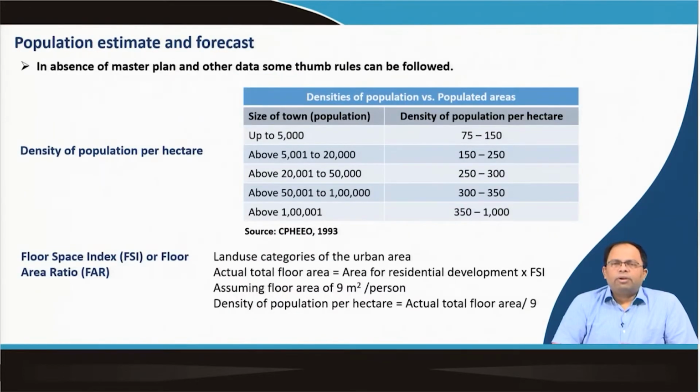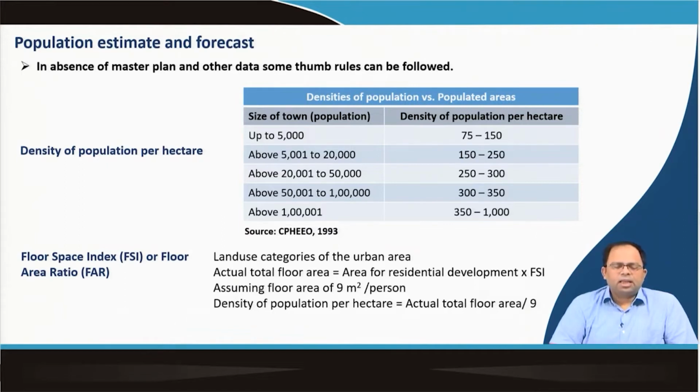So, we have already discussed that we need to understand the population forecast, and in the absence of a master plan and other data, some thumb rules can be utilized for that. Usually the master plan will give us an estimate of zone wise population, carrying capacity and all this.